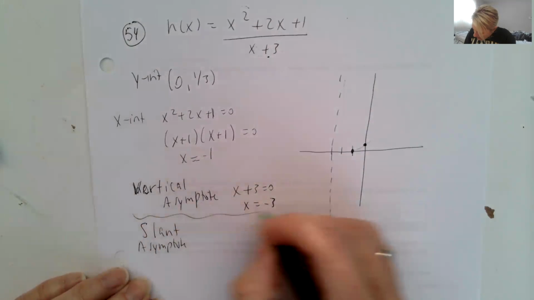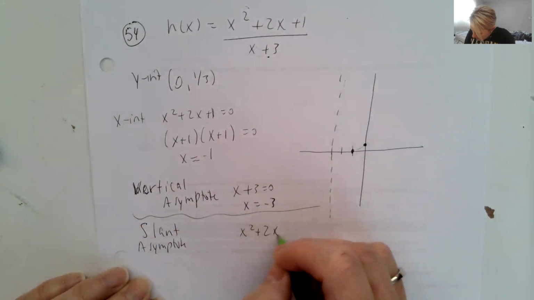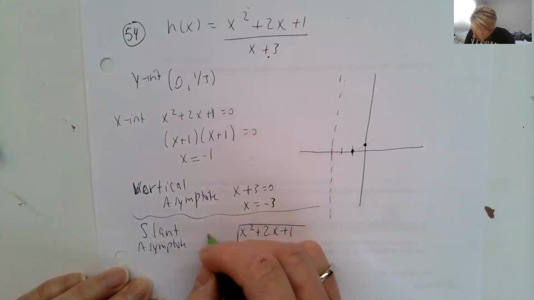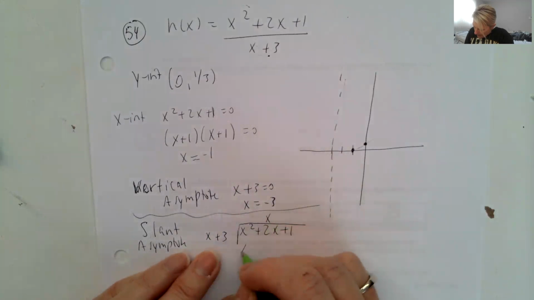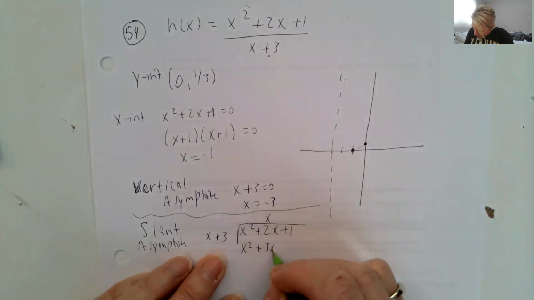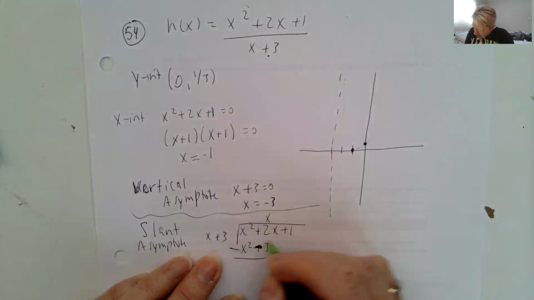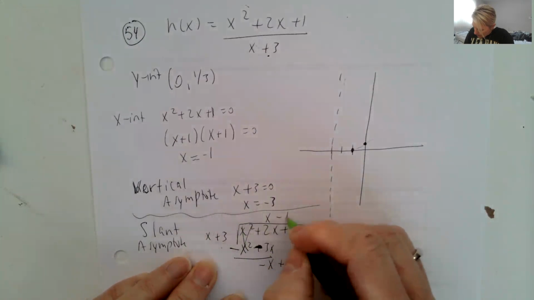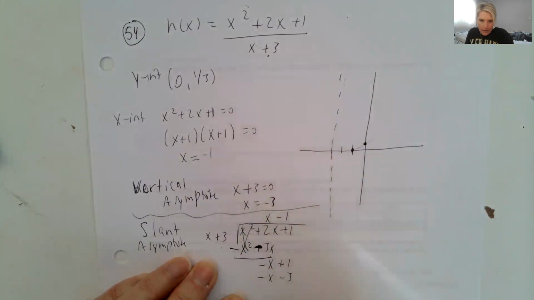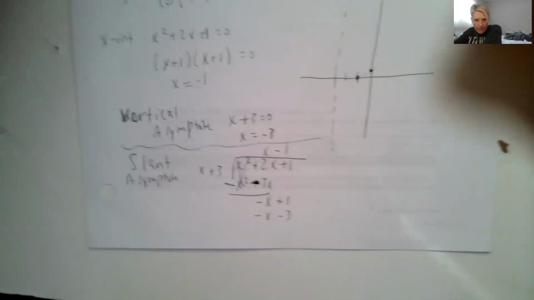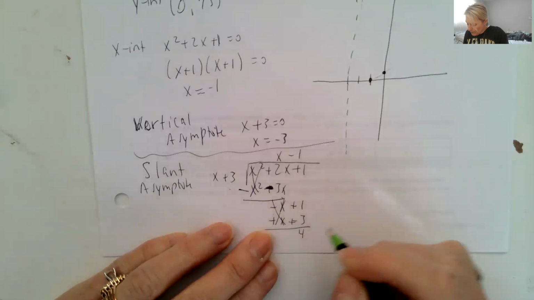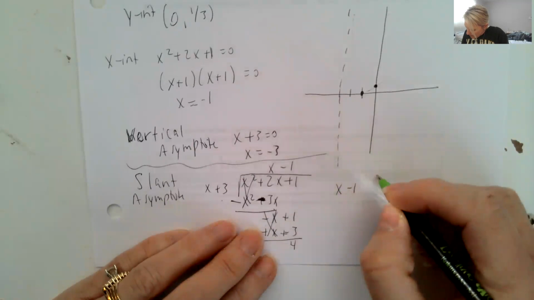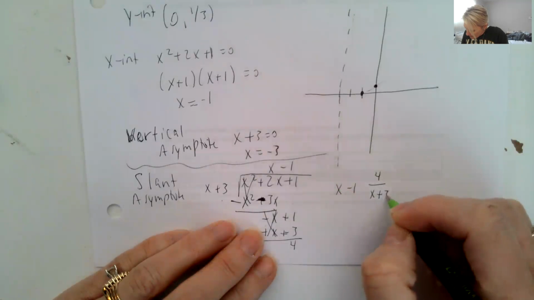So we're going to take x squared plus 2x plus 1 and divide it by x plus 3. It's going to take an x to get to x squared plus 3x, and then we have to subtract everything. So those cancel, and we're left with -x plus 1. It's going to take a -1 to get there, giving -x minus 3, and we subtract here. That actually makes them both positive, so those cancel and we get a remainder of 4. So this is x minus 1 and 4 over x plus 3.